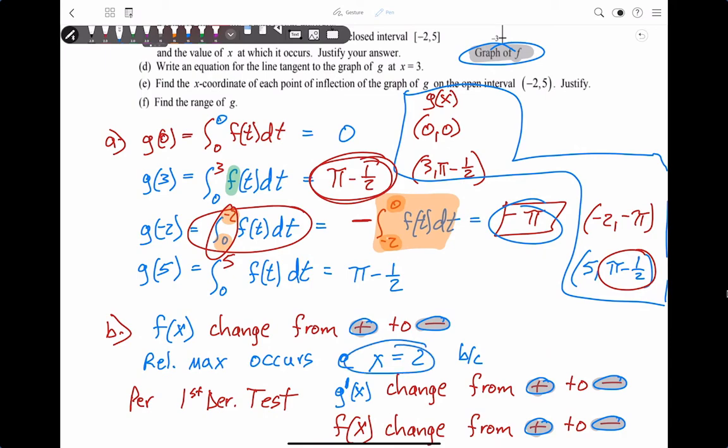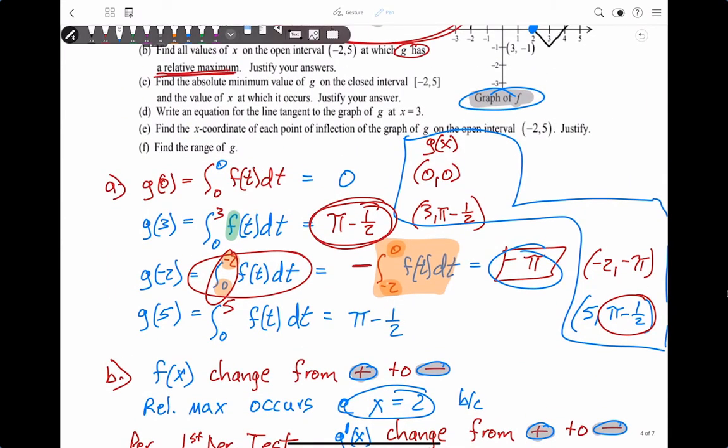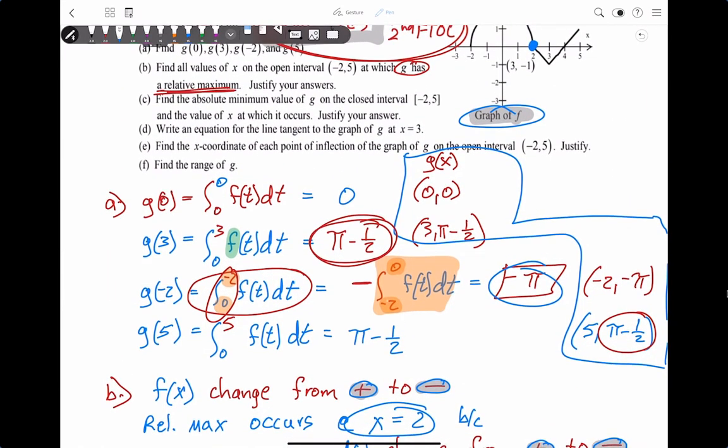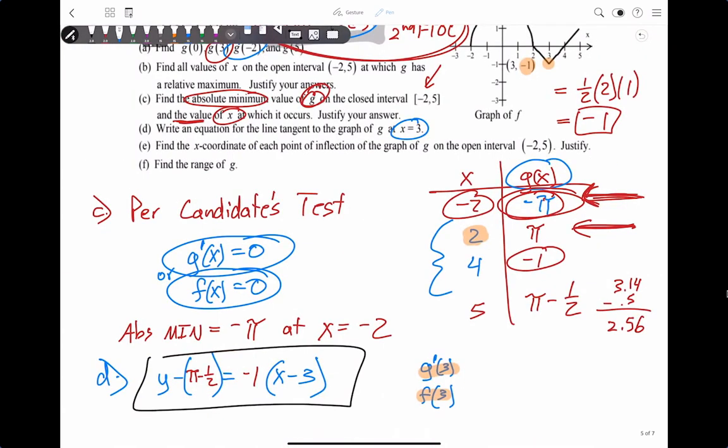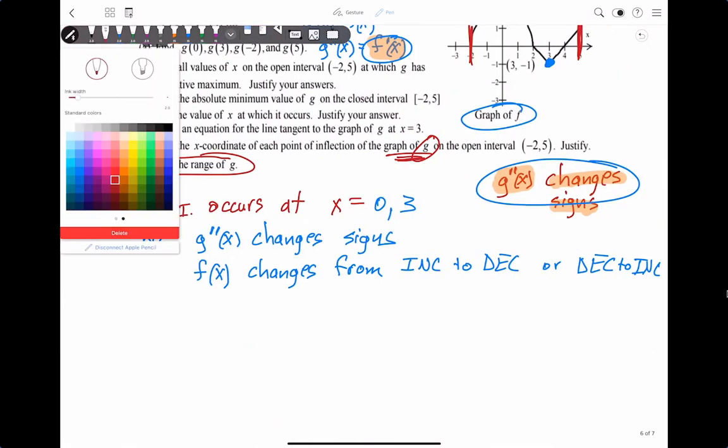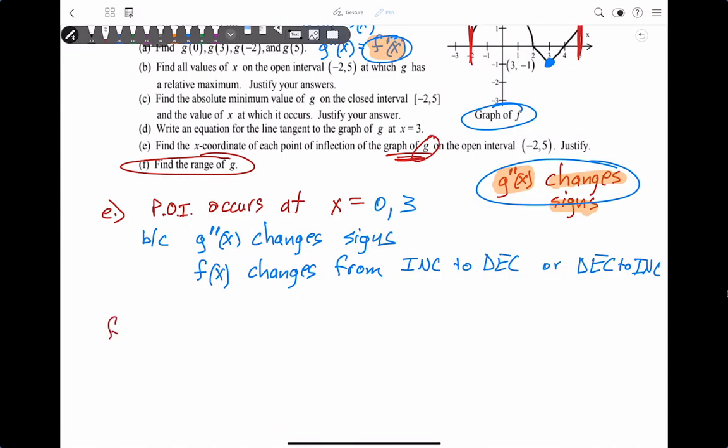And the minimum, were we asked about the minimum? Yeah, we were in part C. The absolute minimum was the one that occurred at this -pi. So the range of g, if you will, exists on -pi to pi, or you could just say it goes from -pi to pi.